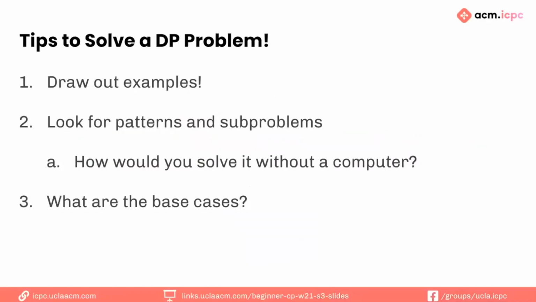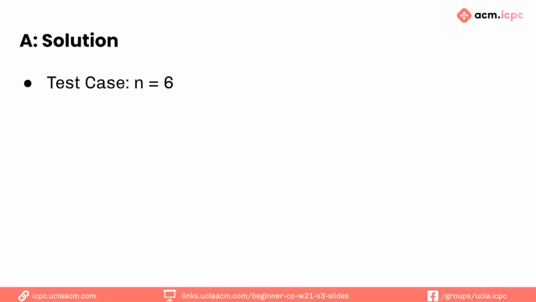But first, I wanted to go back to the tips to solve a DP problem slide. I really wanted to emphasize that drawing out examples is, in my opinion at least, the best place to start. And we'll see how we can do this for this problem, and hopefully that'll help visualize how you can go about solving this. So I chose to start by looking at the test case of n equals 6. The reason I chose 6 is it's not too large that it's hard to compute, but it's also not too small that it's trivial.